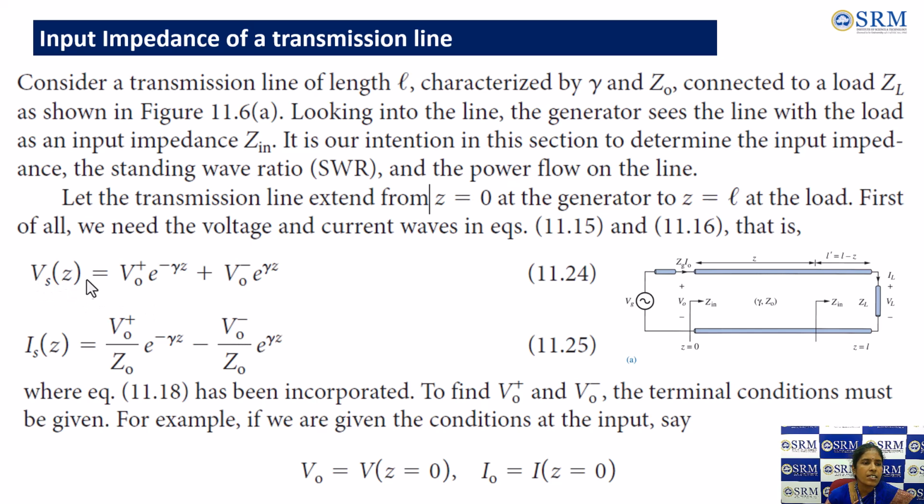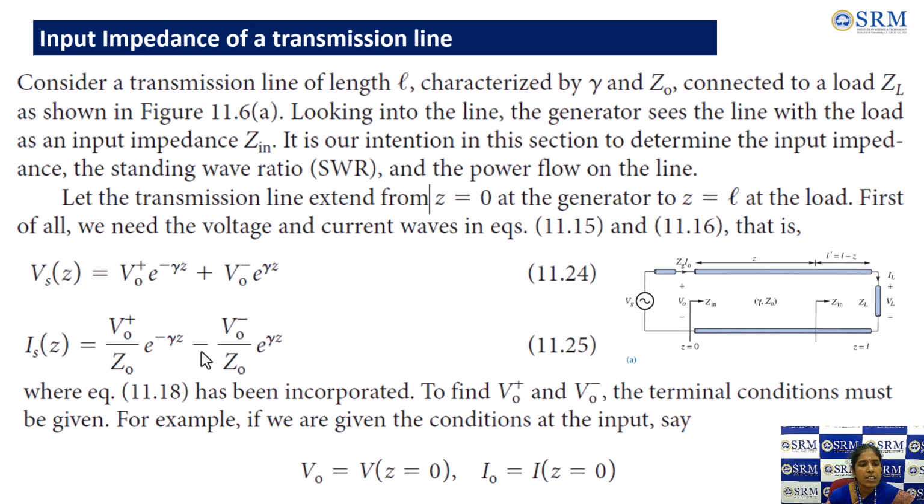So Vs of Z is equal to the incident voltage plus the reflected voltage. The incident voltage is V0 plus, traveling in the positive Z direction, so e power minus gamma Z, plus the reflected wave, which has amplitude V0 minus and travels in the reverse direction, so e power plus gamma Z. Similarly, for the current equation, Is of Z is equal to voltage by impedance, so V0 plus by Z0 e power minus gamma Z.